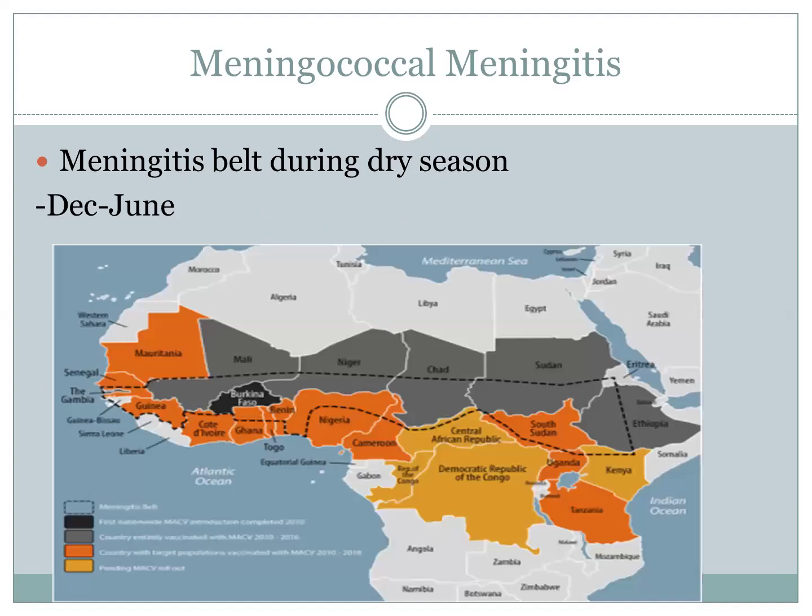Then this is the meningitis belt, where this disease is very common. These are the sub-Saharan countries, and there is a specific time period during which it is more commonly seen to get transmitted.